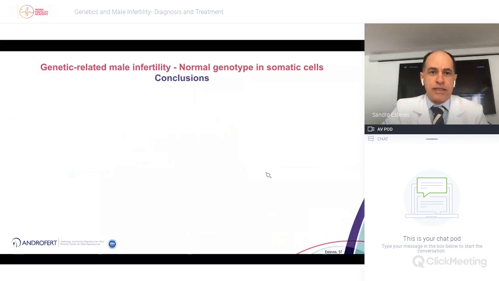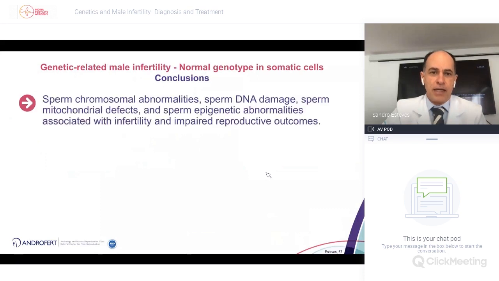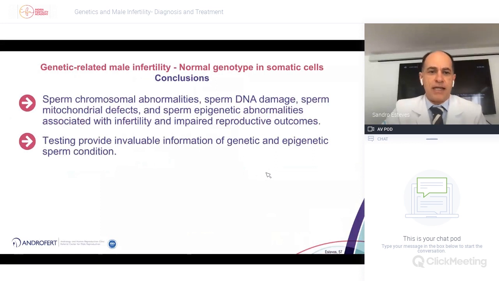So to conclude, I want to conclude the part of the presentation related to the normal genotype in somatic cells, in which we have sperm abnormalities only. Just remember that the genotype could be normal, but we could still have sperm chromosomal abnormalities, aneuploidies. We can have sperm DNA damage, sperm mitochondrial defects, and sperm epigenetic abnormalities. These conditions are associated with infertility and impaired reproductive outcomes. So testing, most importantly sperm DNA damage, will provide invaluable information on these genetic sperm conditions.